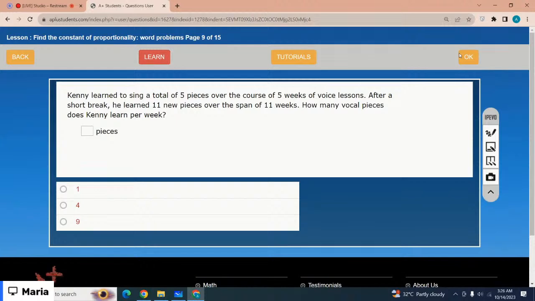The correct option is one vocal piece per week, right? That means Kenley learns one vocal piece per week. The correct option is one, right?